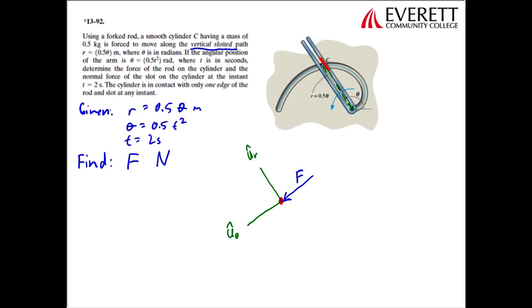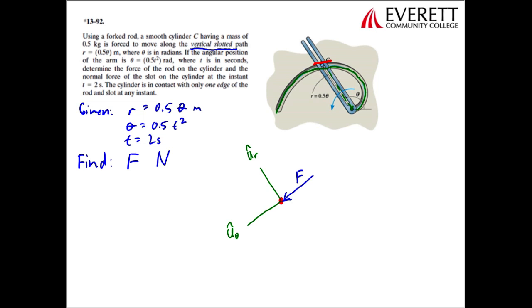Okay, our second force we know is going to be from the slot. Just like I said previously, the slot is going to contact that cylinder, and the normal force of that slot on the cylinder is going to be perpendicular to the surface of that slot. Now the slot is the path of the cylinder. You can see that the cylinder is traveling along this slot. That's the path of it.